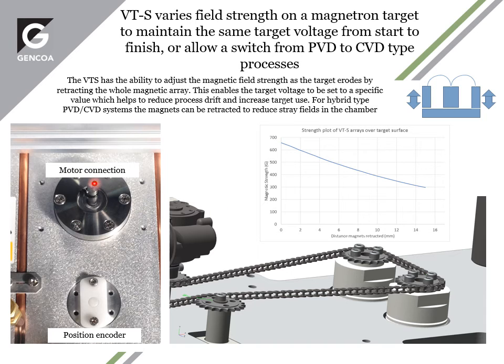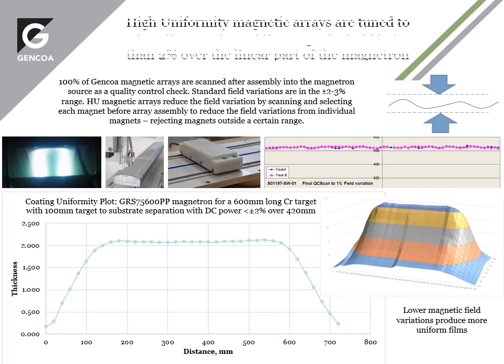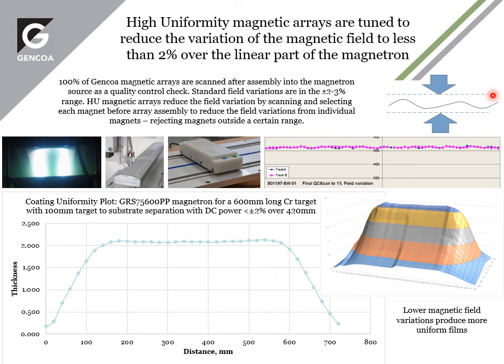And again, a motor is just connected to change the position, and then there's also an encoder to show the position of the magnetic array. High uniformity magnets or magnetrons are basically where we have more time and more effort tuning the magnetic array. So typically, a magnetic array, once built and put into a body, we always scan the magnetic array, and typically we're keeping close control of the tolerance of the parts and the magnets. You can achieve a field between 2 and 3% variation over the length of the target.